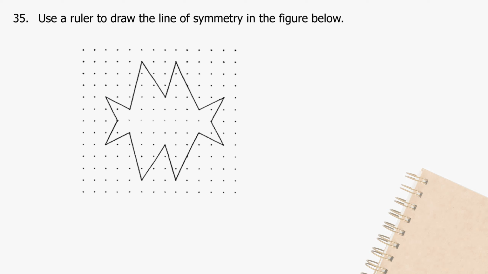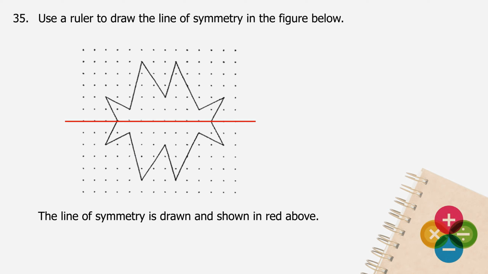Question 35. Use a ruler to draw the line of symmetry in the figure below. The line of symmetry is drawn and shown in red above.